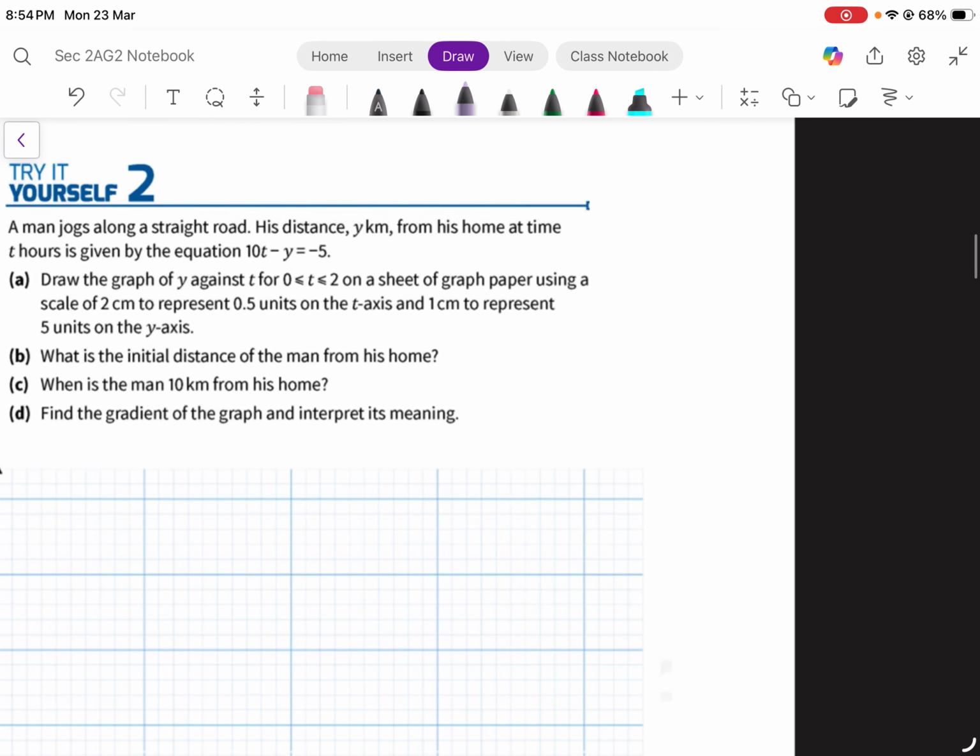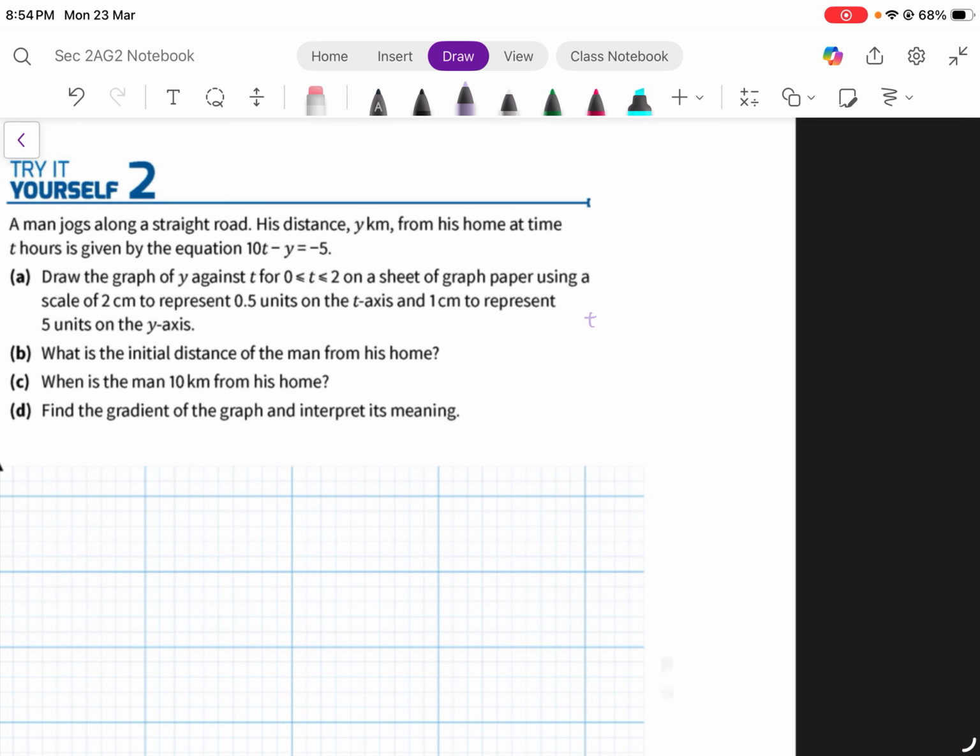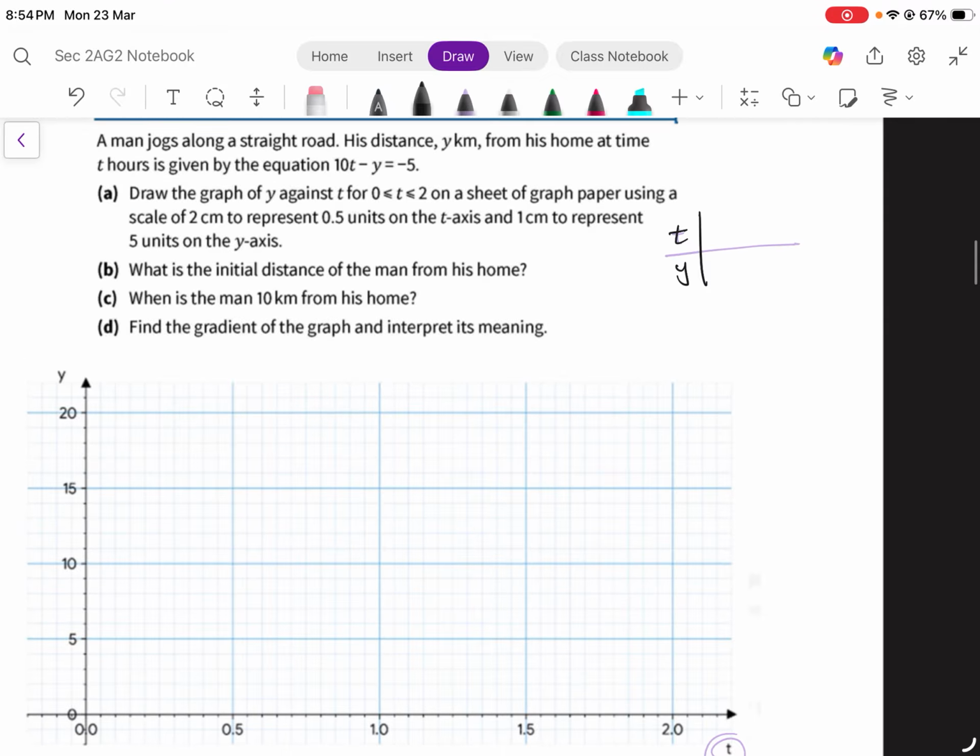Okay, so what we're going to do is going to plot. We have t and we have y. Okay, so t, let me start with 0. Okay, so when t is 0, y is 10 times 0 minus y equals to minus 5. So y equals to 5. Right? So this is my first point. So when t is 0, y is 5.